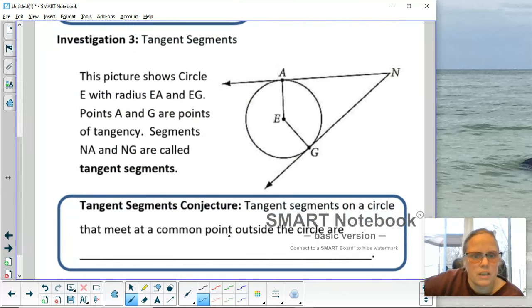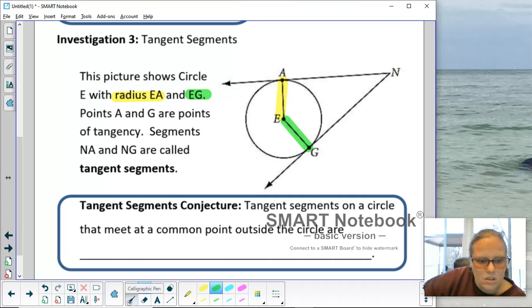All right, investigation number 3, tangent segments. This picture shows circle E, that's because E is at the center, with radius, let me highlight these radius parts here, EA, and radius EG. Now EA and EG, those would be the same length because they are both radii coming from the same circle. So technically, I could mark them as the same length.